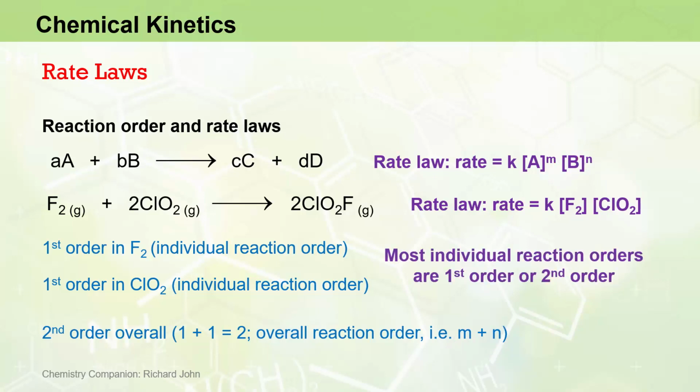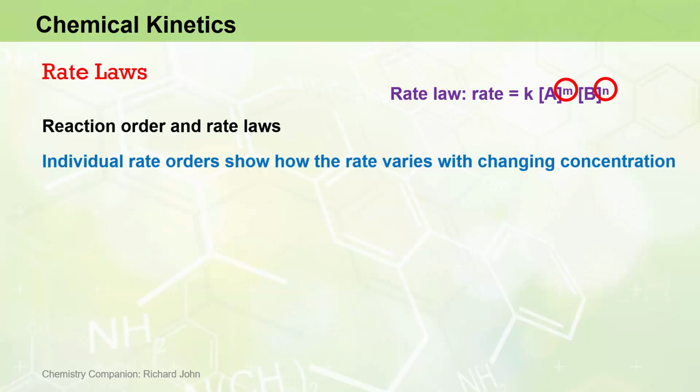For the most part, individual reactant orders are typically whole numbers, and most are first order or second order. For some reactions, however, fractional reaction orders are possible, and reaction orders of 0 or even negative values are also possible in rare cases. The individual rate orders, or the exponents in a rate law, tell us how the rate of reaction is affected by the concentration of each reactant.